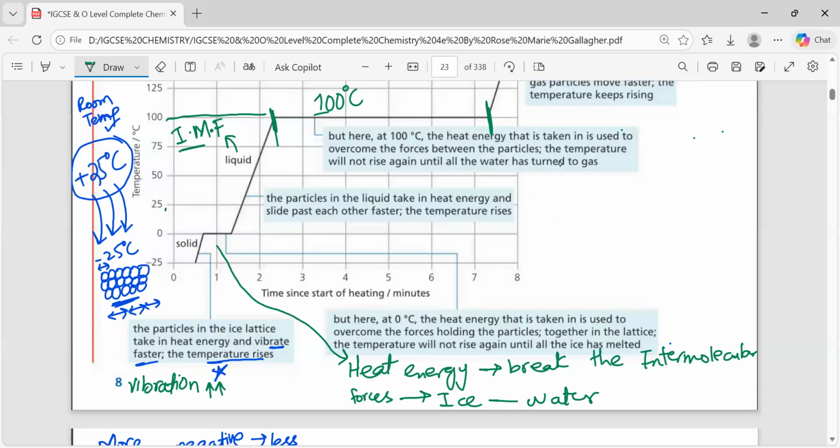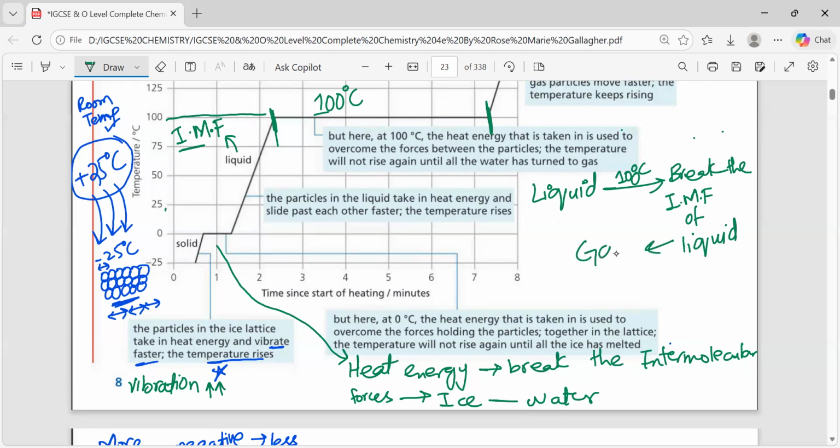Similarly, when you have liquid water at 100 degrees Celsius, what will happen? The heat energy will be used to break the intermolecular forces present in the liquid, right? When this is broken down, what will be formed? The gas will form, steam. Because in the gas, intermolecular forces are not there. They are not observable in the gases.